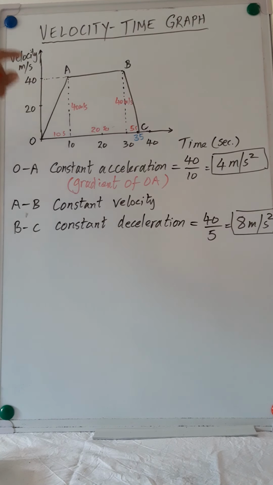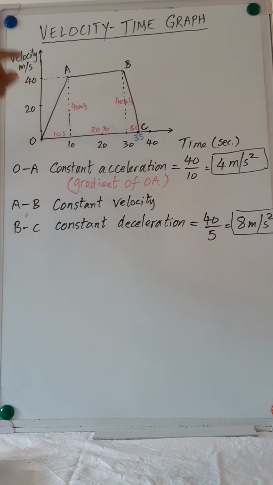I'm going to call this area A, area B, and area C. Now, the distance traveled from O to A will be the area of this triangle. Remember, it's going from 0 to 40. Because it's accelerating, its average velocity will be 0 plus 40 divided by 2, times the time, which is 10. This is the same as half base times height.